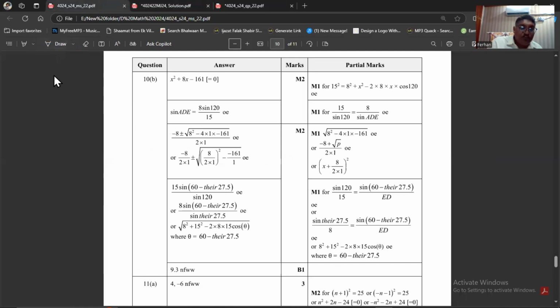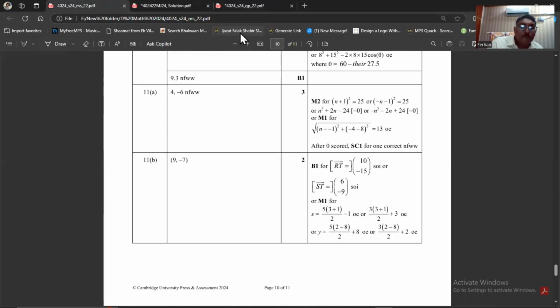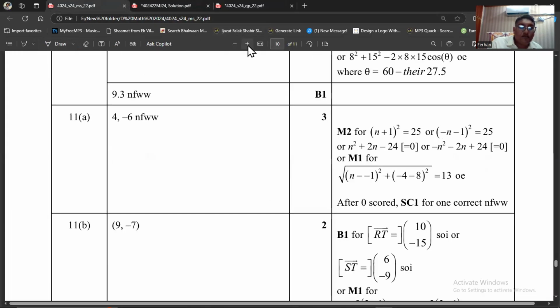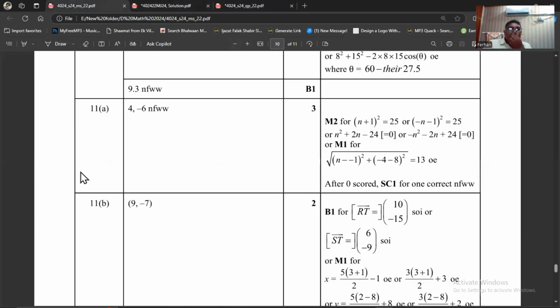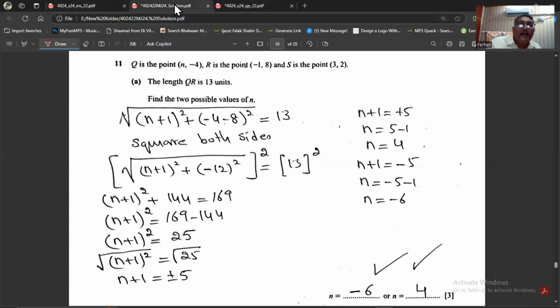So this is the marking scheme. Okay. 9.3 is the answer, sir. Hopefully you understand this was the question number 11, A part.